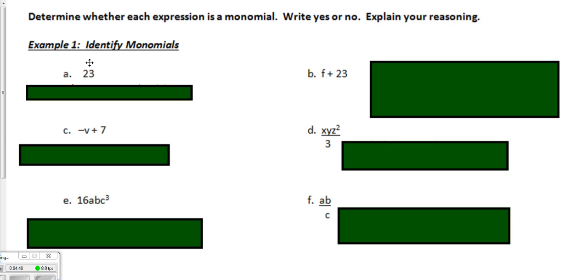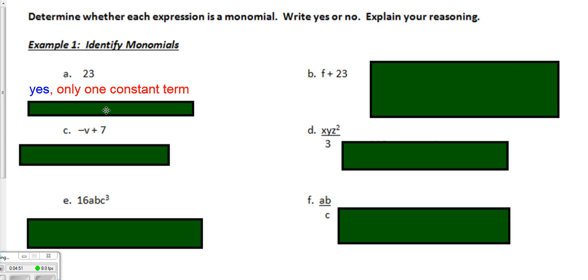So for A, if it's just simply 23, we'd say yes, that there's only one term there, happens to be a constant term. But there are no pluses, no minuses, no variables in the denominator. So yes, that is a monomial.